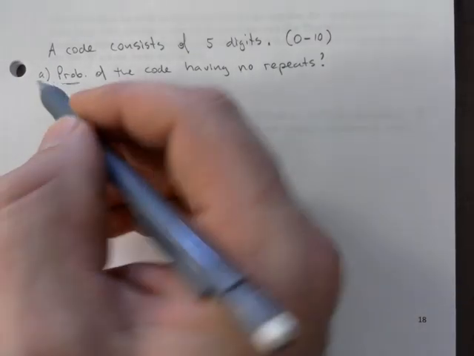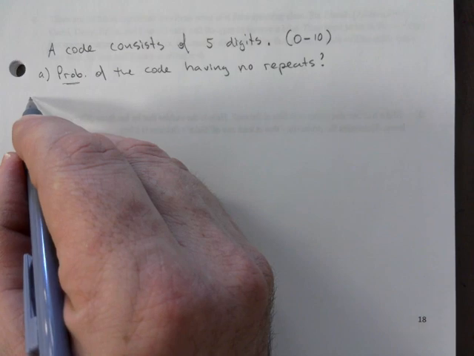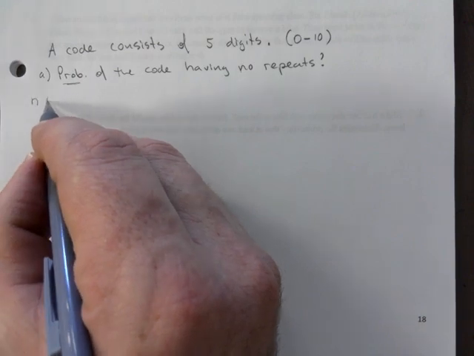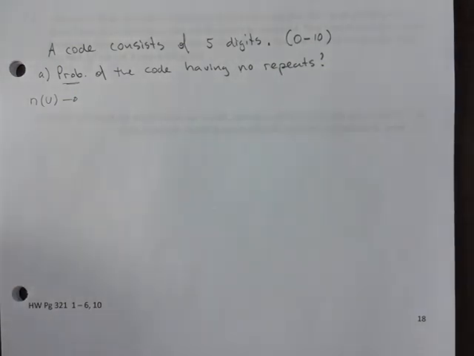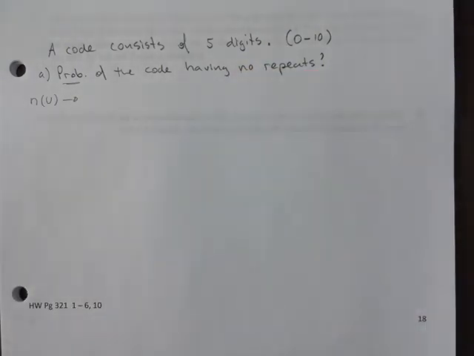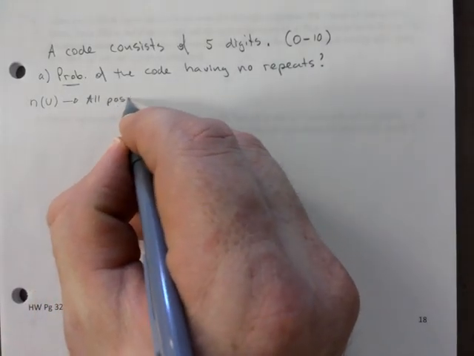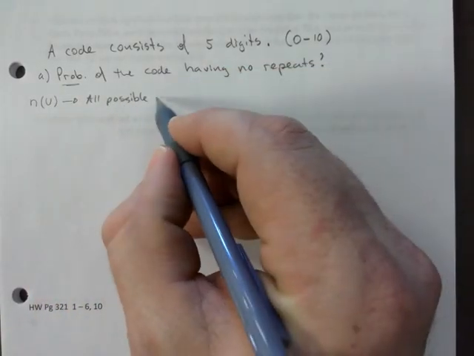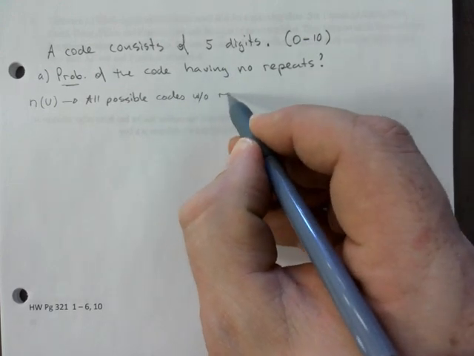Probability, I need NU, NA. Okay. What's NU in this case? Would I care about the repeats? I wouldn't care about it. I'd be almost like ignoring. It's like, well, how many passwords are even possible, right? All possible codes without restriction.